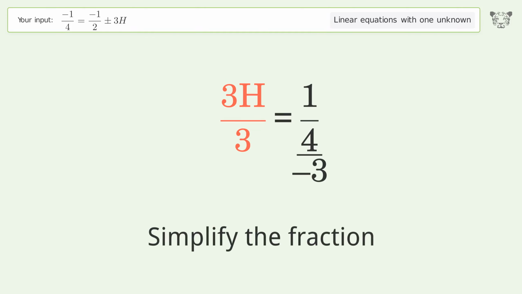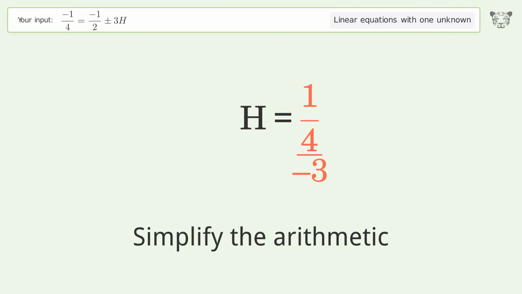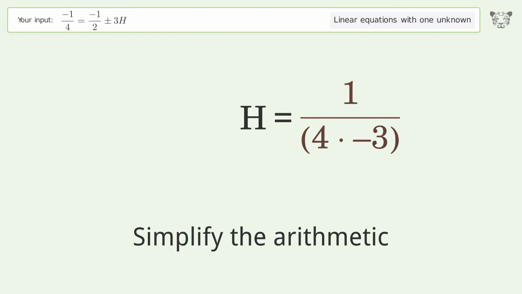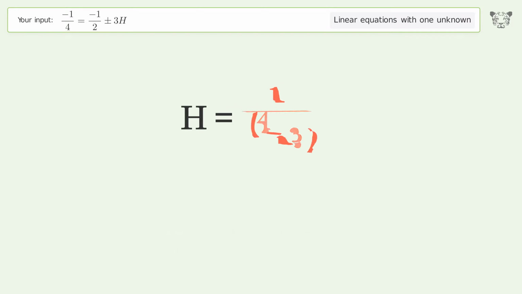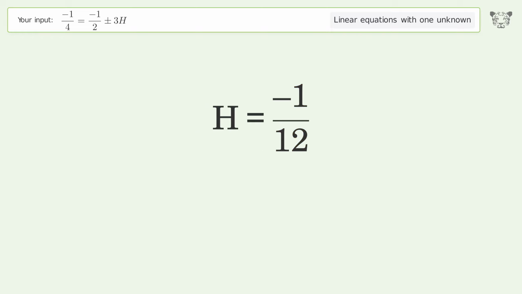Simplify the fraction. Simplify the arithmetic. And so the final result is h equals -1/12.